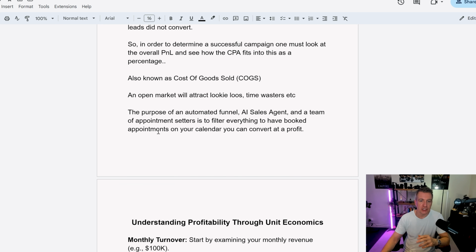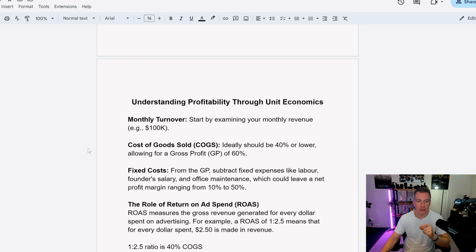Now, as I've just mentioned, open market, you will attract looky-loos, time wasters. Don't worry about it. The purpose of an automated funnel, an AI sales agent, and a team of appointment setters is to filter everything for you so you end up with booked appointments on your calendar without you putting more time in, so you can focus on those booked meetings and have a meaningful conversation, right? To turn them into clients. So let's understand this a bit closer.